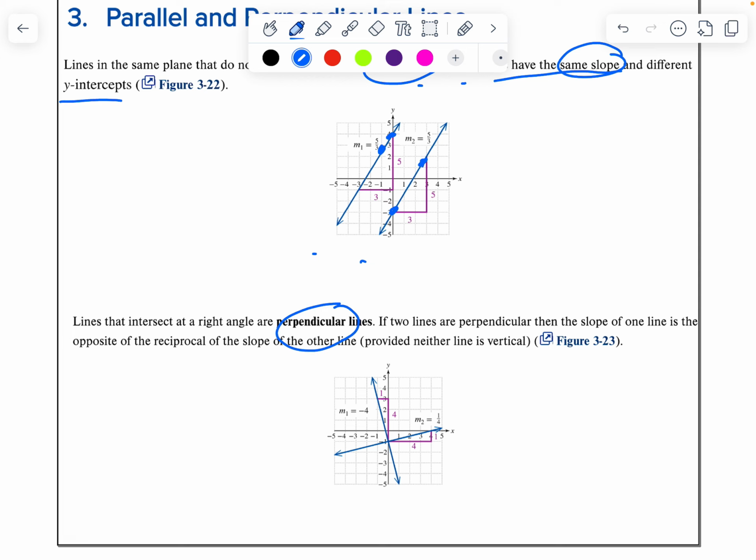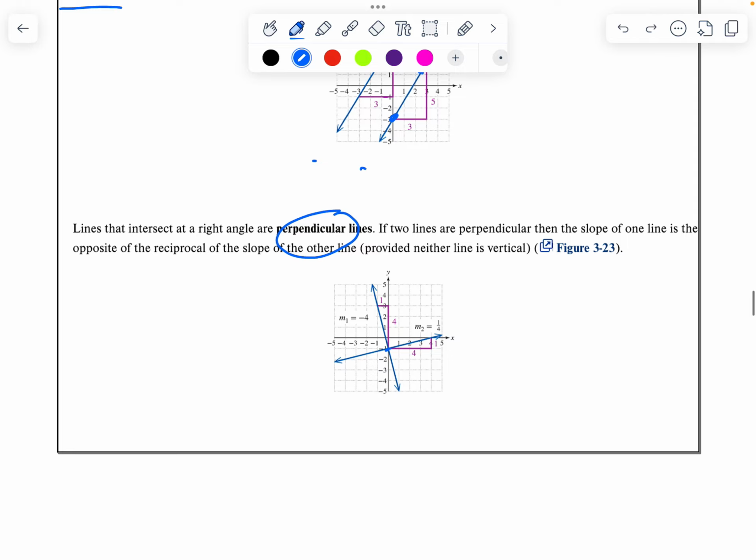Perpendicular lines are lines that meet at a right angle. If we look here, those meet at a right angle. That's a 90-degree angle, okay? Perpendicular lines do intersect at a point.